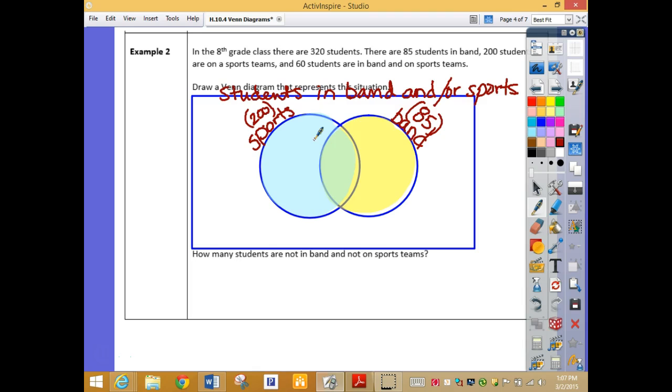But it does tell us that 60 students are in band and on a sports team. And so where does that fall? Right in the middle here, the part that they share. We know that this is 60.